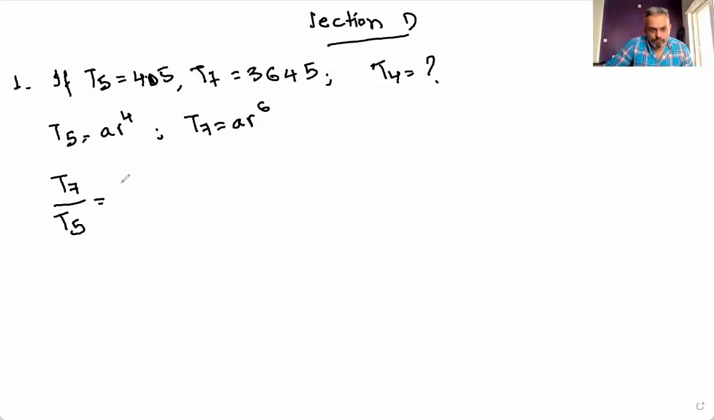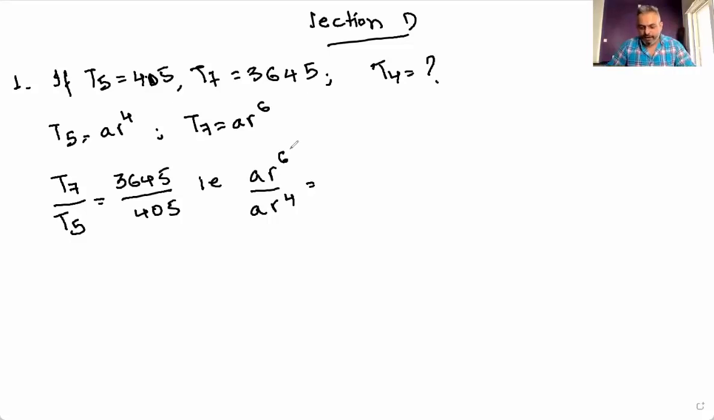is equal to 3645 upon 405. So that is A into R raised to 6 upon A into R raised to 4 is equal to 3645 divided by 405. Do it on calculator. 9. So now A cancels. 4 cancels. It will be 2.